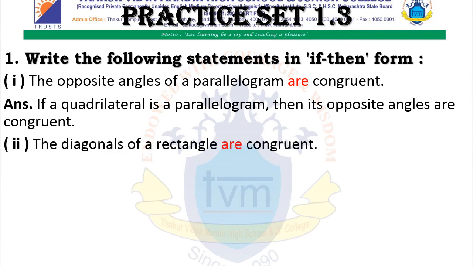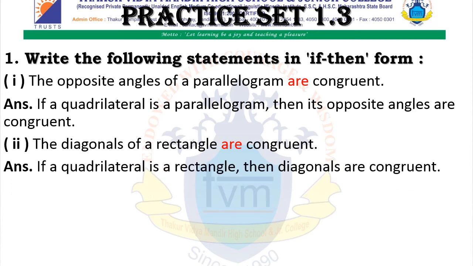Now we have question number 2. The diagonals of a rectangle are congruent. So after the helping verb are, there is the word congruent. So that congruent is the consequent. That will come after the word then. So what are congruent in this? Diagonals are congruent. So the diagonals are congruent will be the consequent, that we will write after the word then. So what is left other than this? Rectangle. That is the antecedent. That will come after the word if. So if a quadrilateral is a rectangle, then the diagonals are congruent.